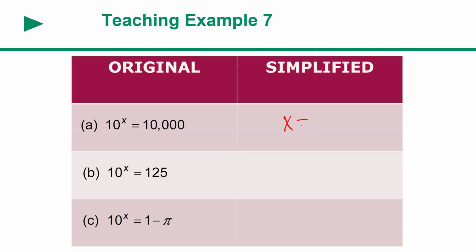And we know that to be 4, right? I can easily do it by just counting. I have 1, 2, 3, 4 zeros. So that means it would have to be 10 to the 4th power.